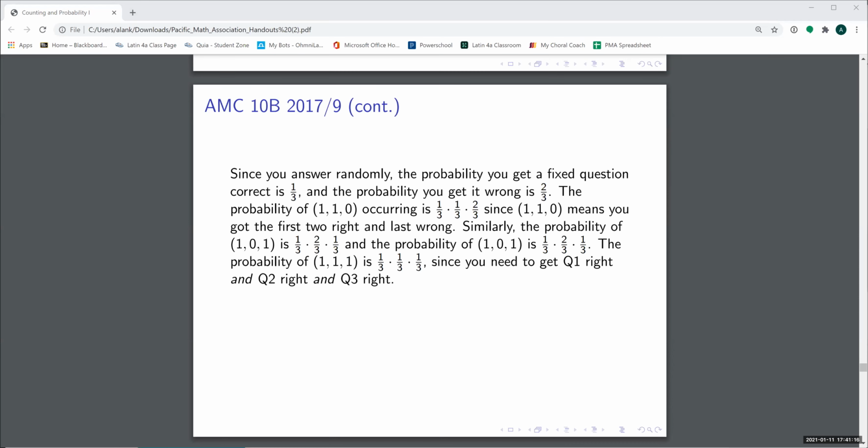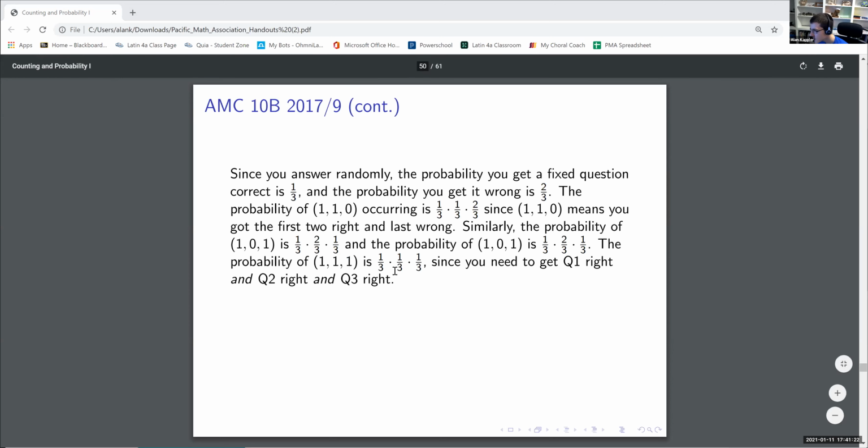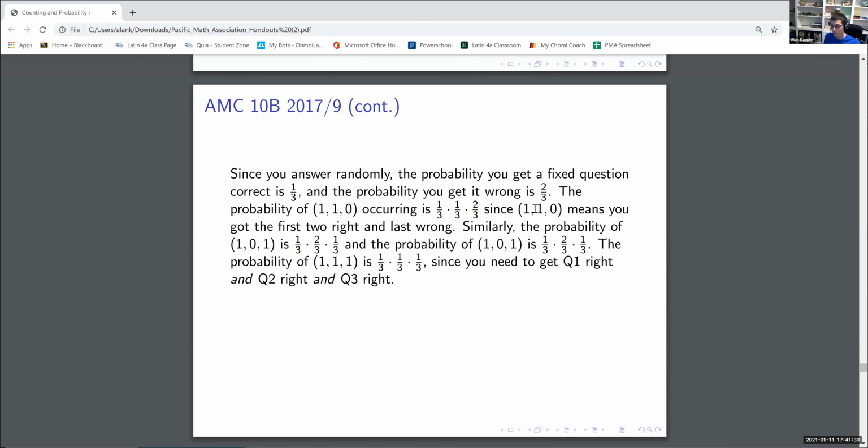Yeah, and somebody asked me in chat, why did you have a 2/3 in the first three cases? It's because we had that 0, the incorrect answer. And since a correct answer has a probability of 1/3, an incorrect answer has a probability of 2/3.